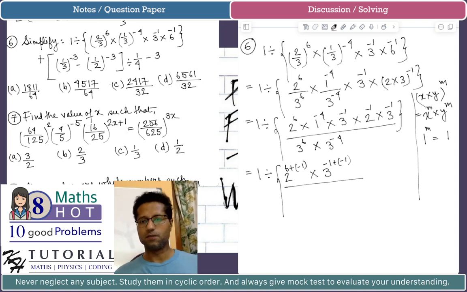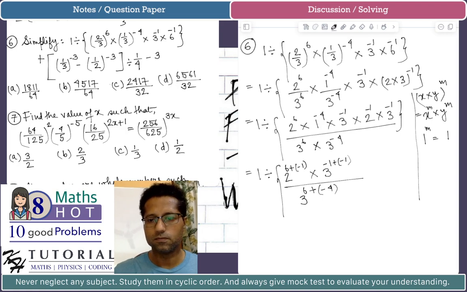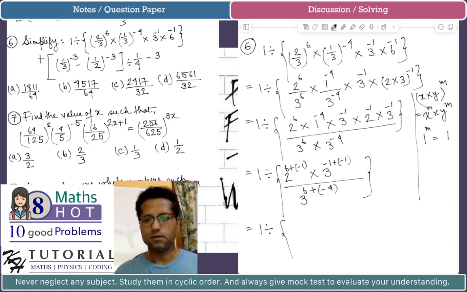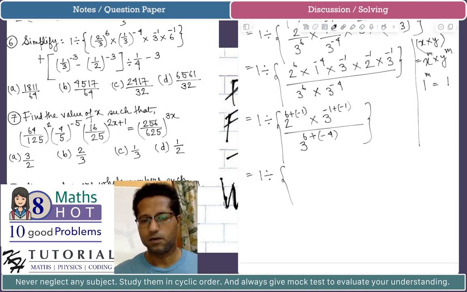So 2 to the power 6 multiplied by 2 to the power minus 1, we just added the powers. So it becomes 6 plus minus 1. So in the denominator we have 3 to the power 6 multiplied by 3 to the power minus 4, it becomes 3 to the power 6 plus minus 4. So this is 1 divided by, 2 to the power 6 plus minus 1 means 2 to the power 5 multiplied by 3 to the power minus 2, and in the denominator we have 3 to the power 2.